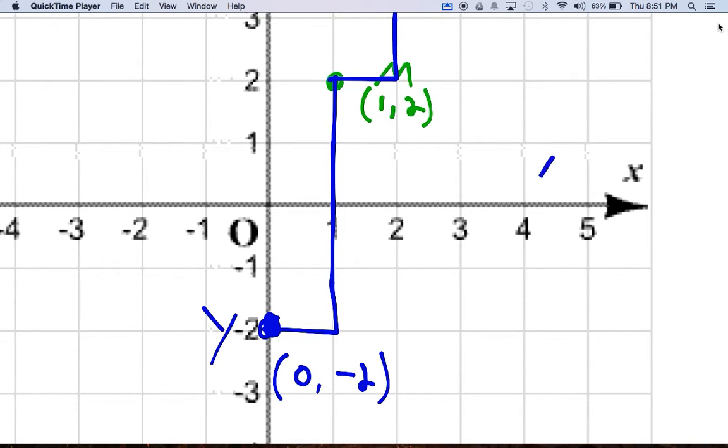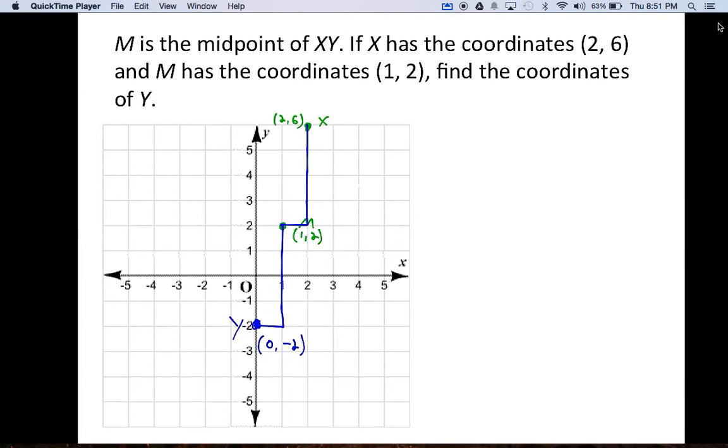The other way I can do this is with algebra. If you love algebra, this next method is for you. So let's say I didn't want to plot these points, I just want to look at the math. Well, we know the midpoint is equal to ((x1 plus x2) divided by 2, (y1 plus y2) divided by 2). So let's take a look at just this x part for a second.